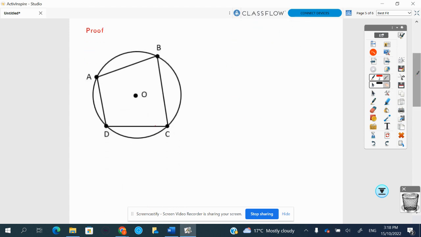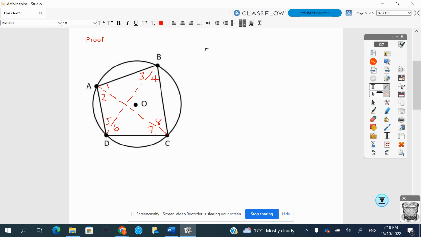I'm going to start by connecting some lines here in this quadrilateral to make a couple of triangles. I'm going to connect these lines here and these points here. And to make it easier for the proof, I'm going to number these angles. So this will be angle 1, angle 2, angle 3, angle 4, angle 5, angle 6, angle 7, and angle 8. I'm just going to type up a bit of a statement now.